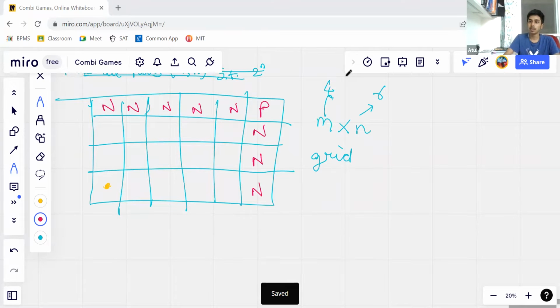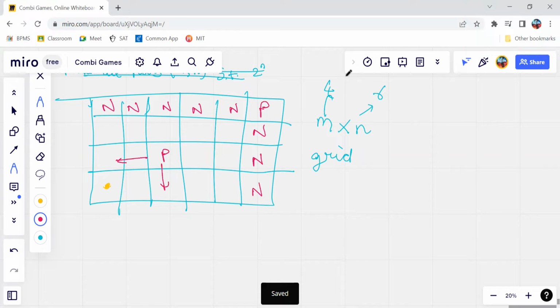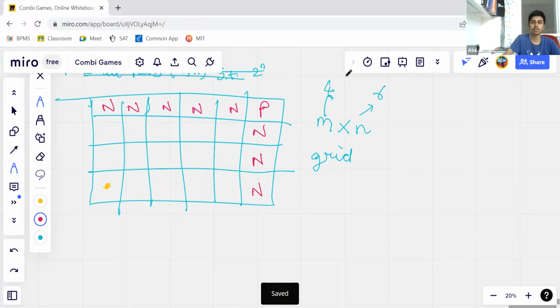So for next, let's look at every P position. For every P position, all squares below it and to the left of it will be N, right? Yes. So if there is a P position here, this means everything here and here is going to be N, because from that you can reach it. So the question is just to find these P positions. So what is this square?